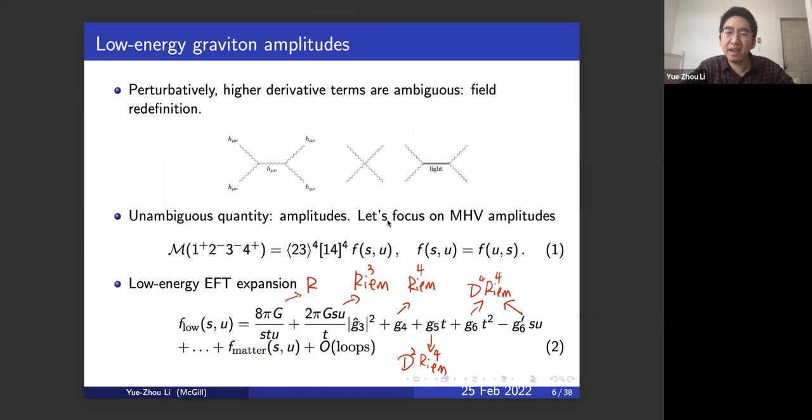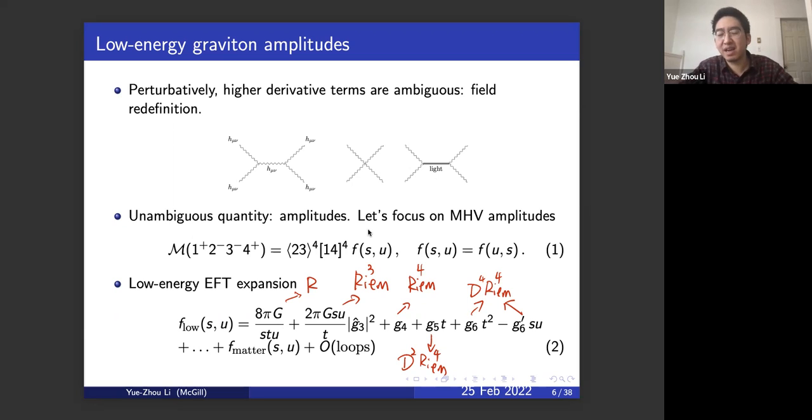Perturbatively, higher derivative terms are actually ambiguous because we can always do the field redefinition to transform one curvature invariant to another curvature invariant. This is called the field redefinition, and it doesn't alter the physics at all. But we have an unambiguous quantity at the perturbative level, that is the scattering amplitude. In gravitational theory, we can consider 3 different diagrams. First is the 2-to-2 graviton scattering, exchanging a graviton. And this is the contact contribution that is contributed by the higher derivative terms. And we could also consider some matter in the exchange channel.